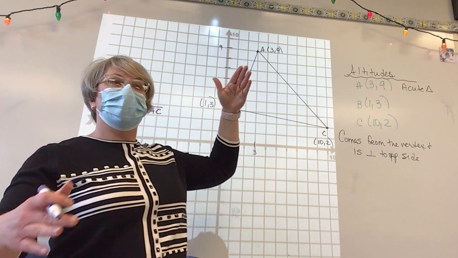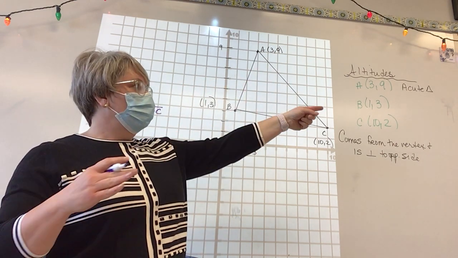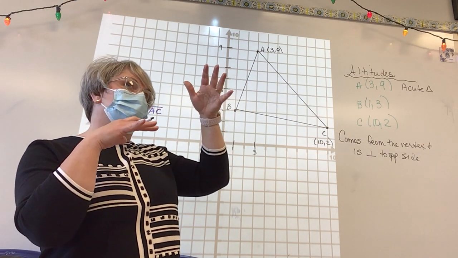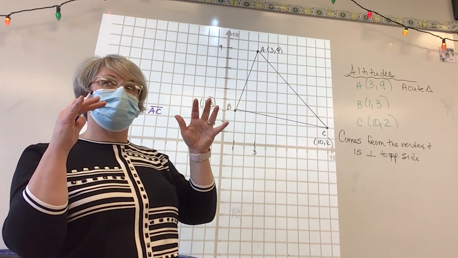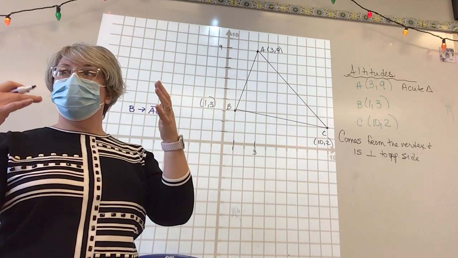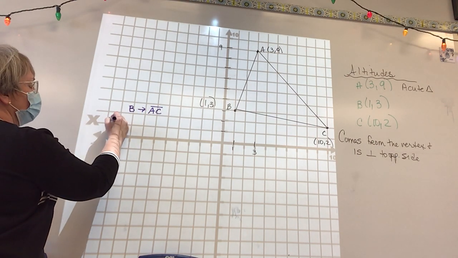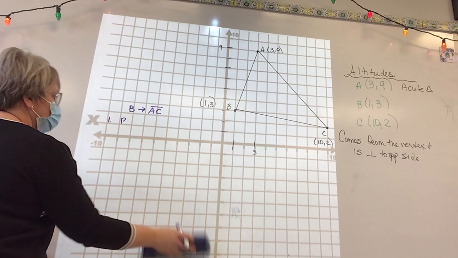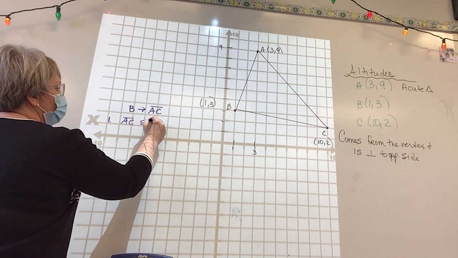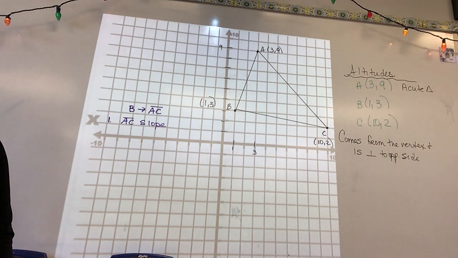So the only way to check if I'm perpendicular is to use what formula? What formula tells us if the 2 lines are perpendicular to each other? The slope, right? Because they have opposite and reciprocal slopes. So after you pick the vertex and the opposite side, you're going to go to that side that you chose, which was AC, and you're going to find the slope this time, not the midpoint.